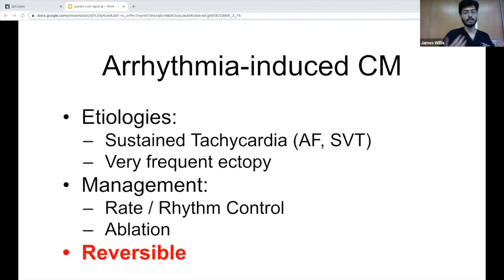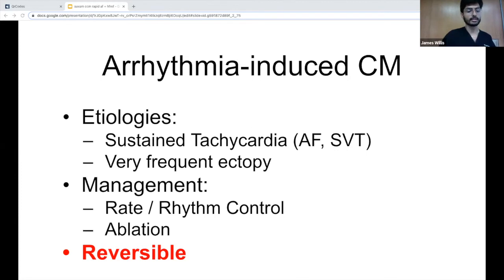And at some point, it's possible that she just went into a rapid fib or flutter, and that's what prompted this MI to happen. Having the MI might have just been the acute trigger for both things to happen at the same time. But then she went into this decompensated heart failure.